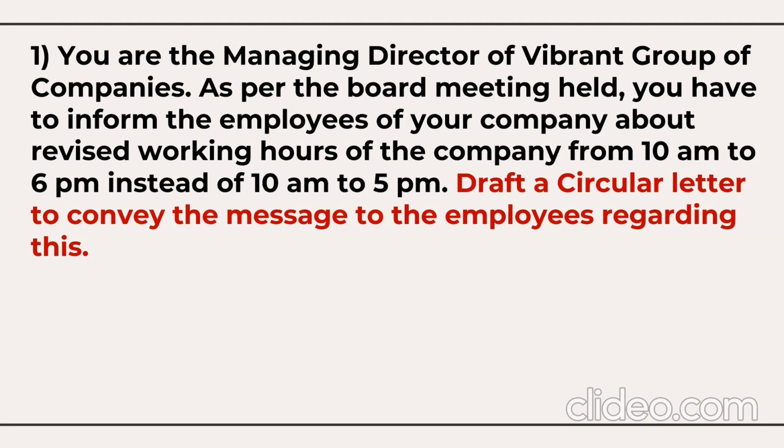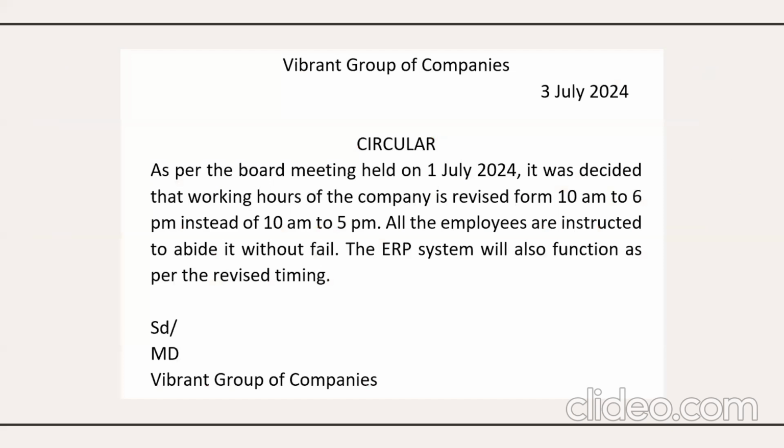So it's a circular. Circular can be prepared in this format according to your textbook. So Vibrant Group of Companies, date and circular. As per the board meeting held on 1st July, it was decided that working hours of the company is revised from 10 a.m. to 6 p.m. instead of 10 a.m. to 5 p.m. All the employees are instructed to abide by it without fail. The ERP system will also function as per the revised timing. Signed, MD, Vibrant Group of Companies.